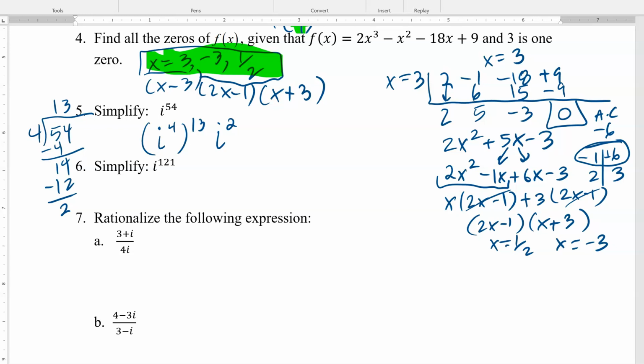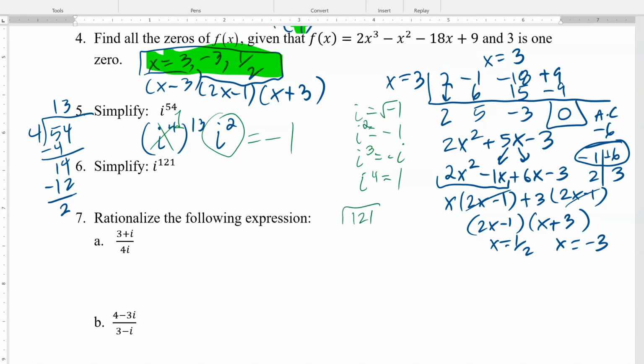Why does this help? Because i to the fourth is basically 1. 1 to the 13th power is not 13. That's just 1 times 1 times 1 times 1 is 1. And so I have my handy-dandy table for the i's, where I know that i is the square root of negative 1, i squared is negative 1, i to the third is negative i, and i to the fourth is 1. So I'm left with i squared. And so i squared is negative 1. I'm going to do the same thing with 121.